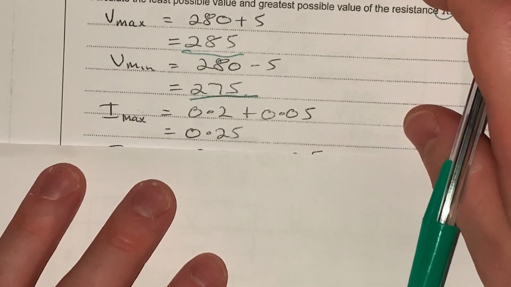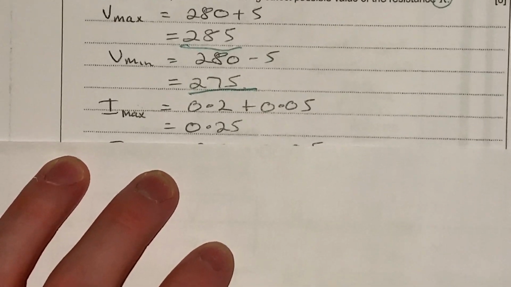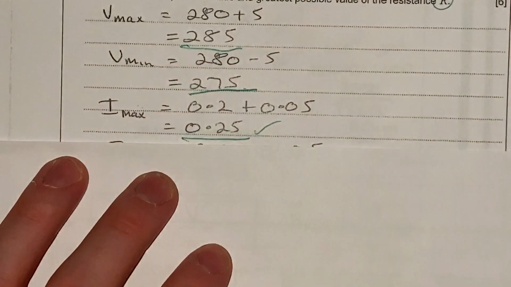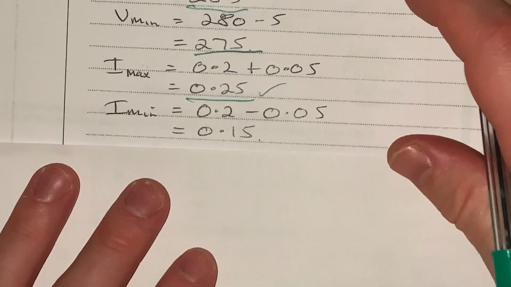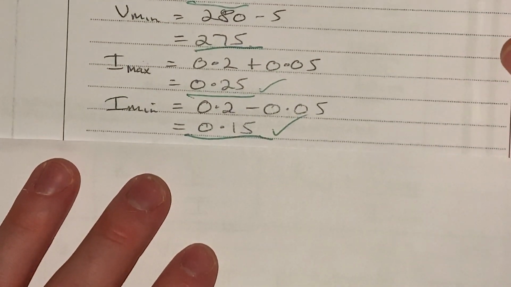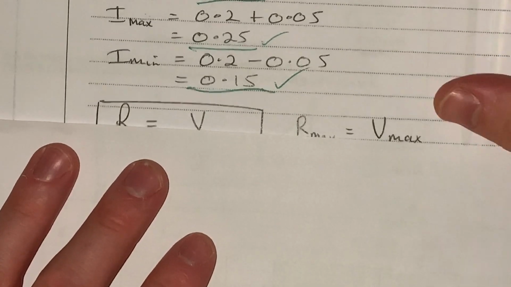Same for the I, which is the amps. So I'm going to add on 0.05 for my max, so that gives me 0.25, and then I'm going to take off the 0.05 to give me 0.15. Okay, so that's obviously picking up quite a bit of marks just for doing that. Now, that's 3 of your marks.